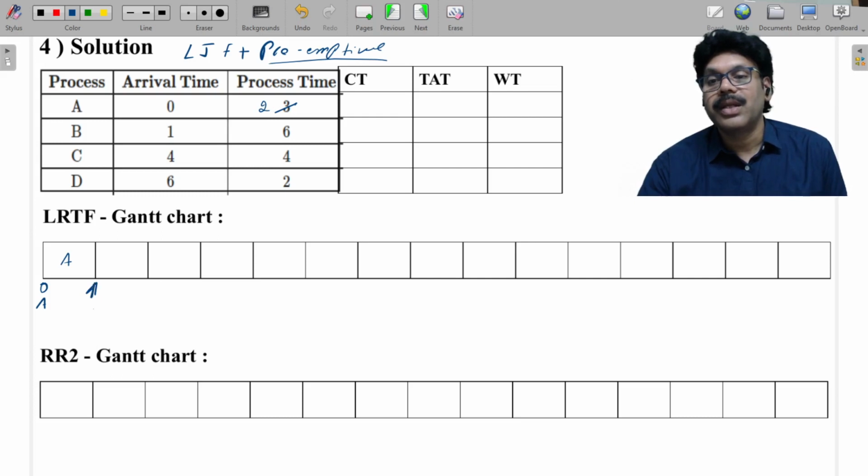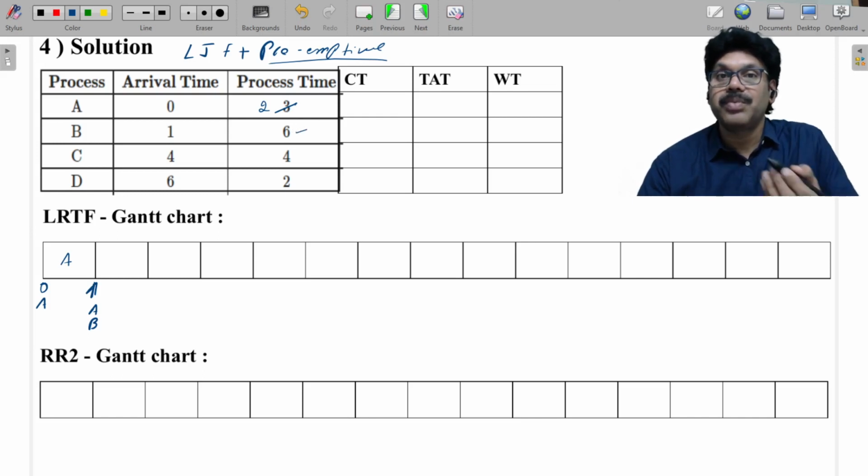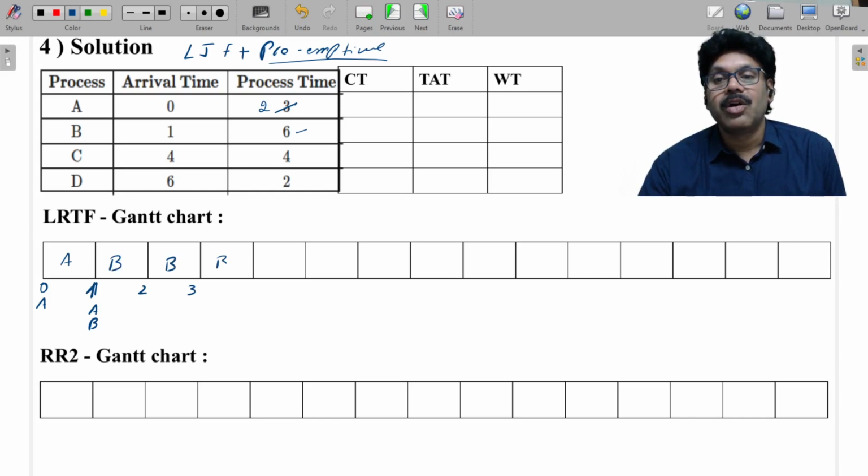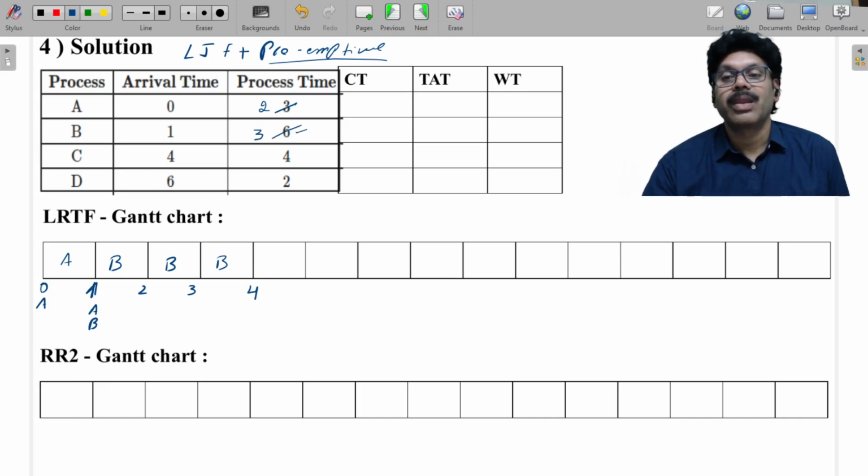So at 1, A is carried forward, B also joins. Among A and B, which has the longest burst time? This one. Execute up to the next arrival. What is the next arrival time? 4. That means I can execute B how many times? 3 times, I have executed, balance is 3. Now A is not yet completed, B has not yet completed. Exactly at 4, C also arrived in the ready queue.